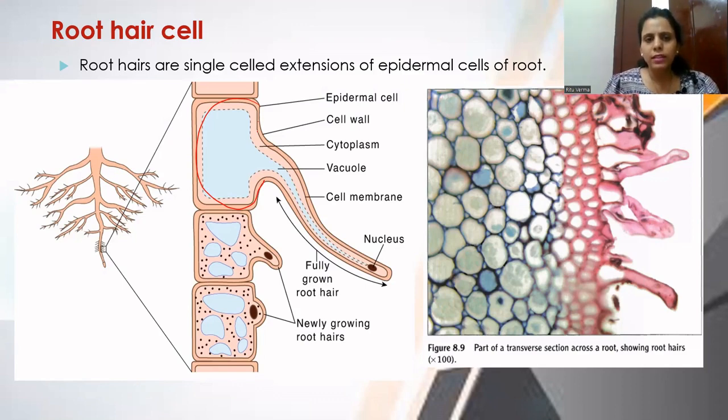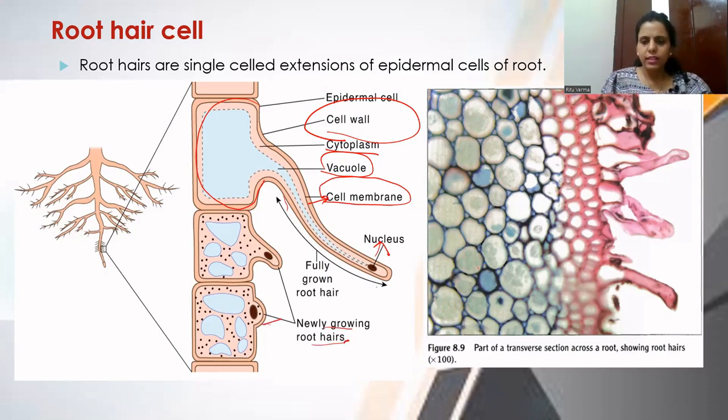Okay. Now this is an epidermal cell. This outermost layer is known as the cell wall. Then we have cytoplasm, vacuole, and the inner layer after the cell wall is the cell membrane. Okay, and it has a nucleus. So this is a fully grown root hair, and this one is a newly growing root hair cell.